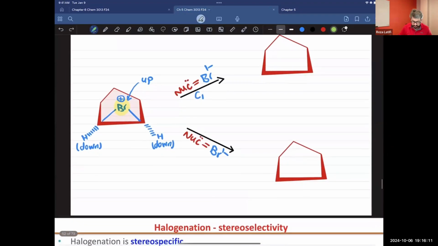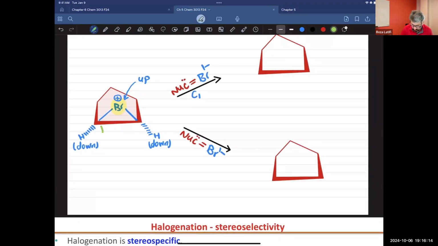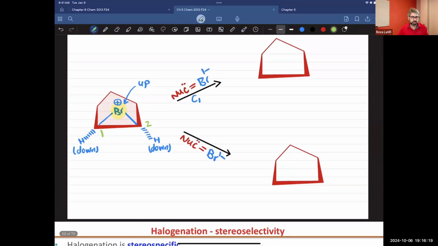Okay, so here I have 2 carbons. This is going to be carbon number 1, and that's carbon number 2. If the addition happens, if the bromide attacks carbon number 1, I'm going to have bromide at the bottom. Which bromide? The new one that we are adding. I'm showing it with the blue color.